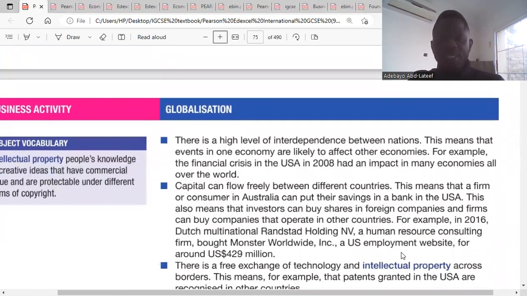The third one, there's a high level of interdependence between nations. When we talk about interdependence, it means country A can depend on country B, and country B can depend on country C, which means we can focus on what we know how to do, and your own country can focus on what it knows how to produce. Whatever we can't produce here, we'll be able to get over there. That's what interdependence is about.